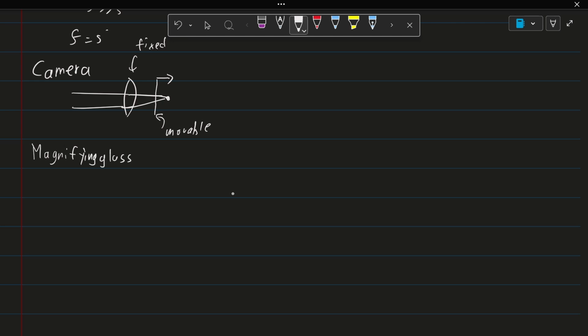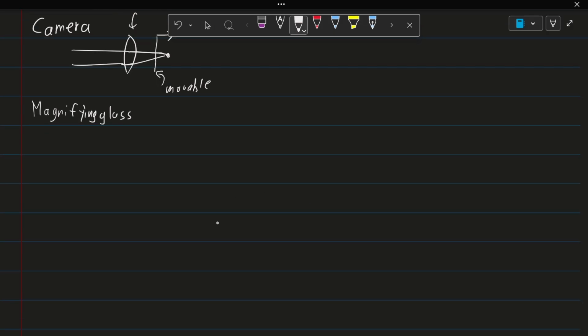So why do I want to discuss the magnifying glass first? Because this is closely related to what we will later discuss about microscopes as well as telescopes. For a magnifying glass, the idea is that if you have a very small object and you observe it with your eye, there is a limit to where you can actually see the object.